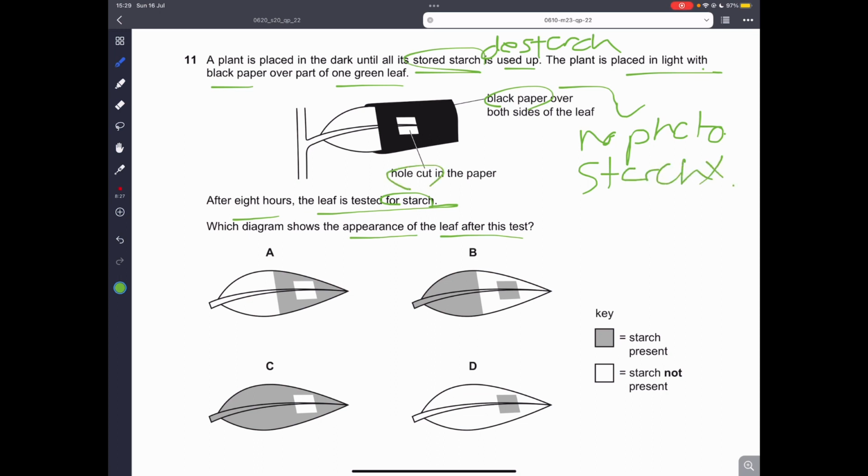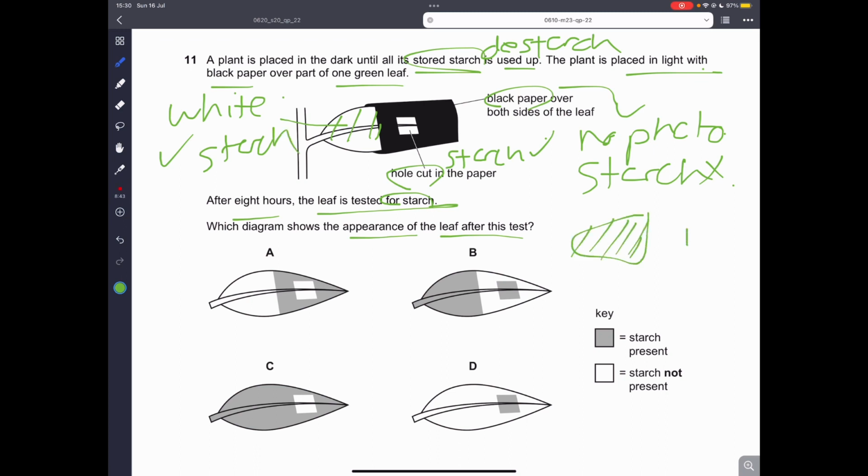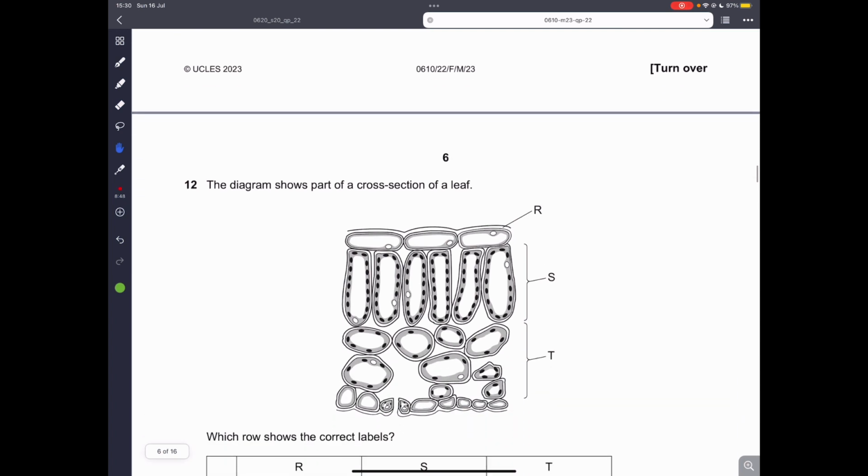We can see there's a hole cut in the paper. That means starch is present here because there is photosynthesis. And also this white part that is not covered will also have starch. So we can draw a general picture, it will be shaded here and here. So this leaves us with B. So B is the correct answer.